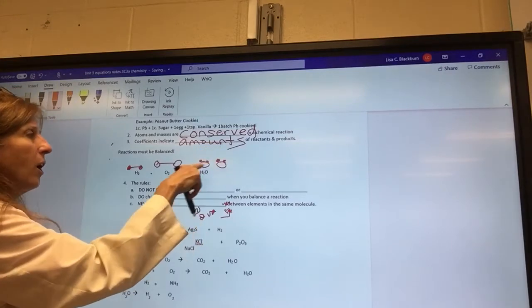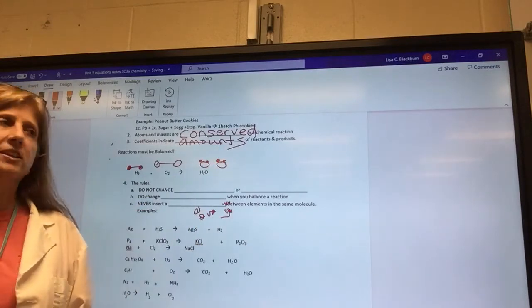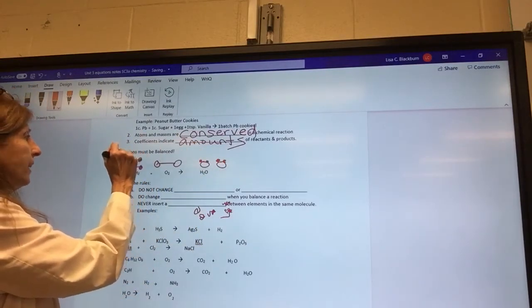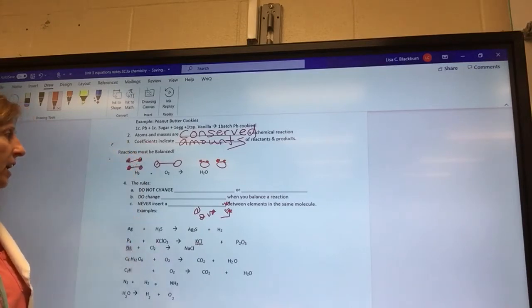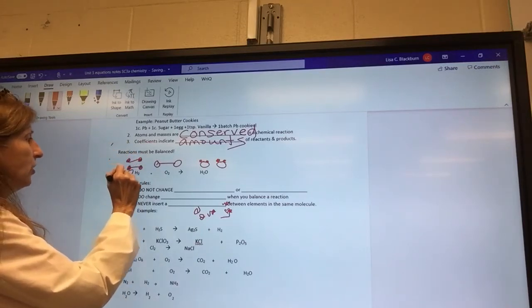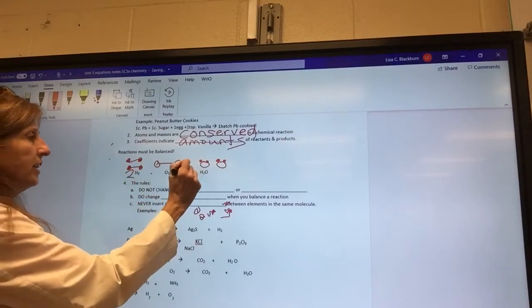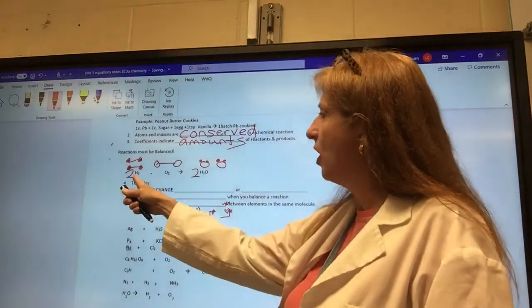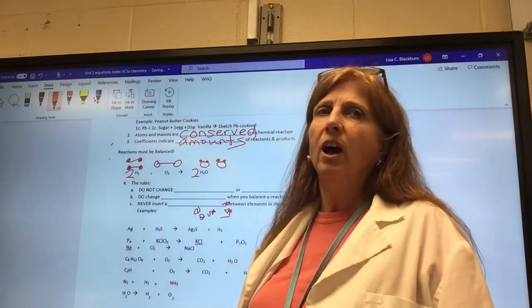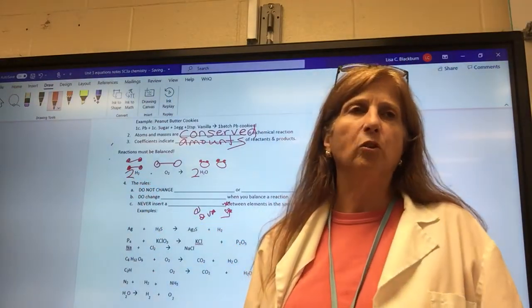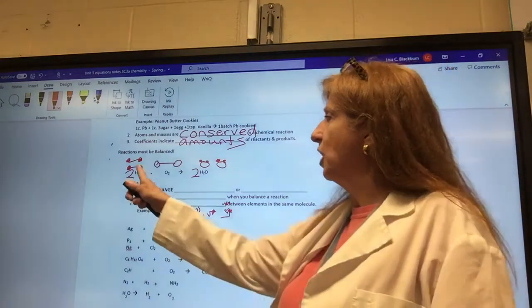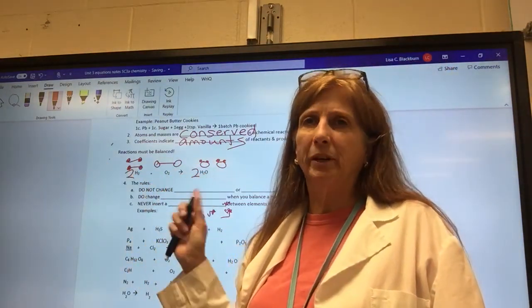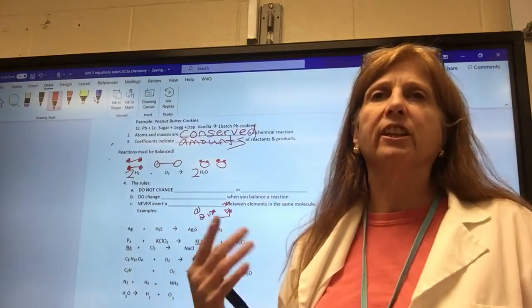Now I've got 2 waters. That takes care of my 2 oxygens. But now I have 4 hydrogens. So I need another molecule of hydrogen. So this means I have 2 hydrogens, 1 oxygen, and 2 waters. The numbers in front tell how much. The little numbers, the subscripts, tell you the atoms in the molecule. The numbers in front can be changed. The little numbers can never be changed because then you're changing the compound.